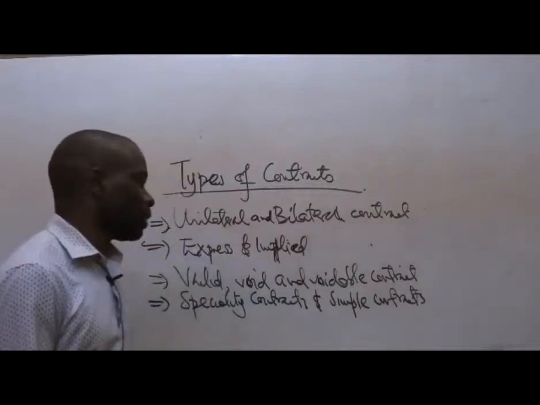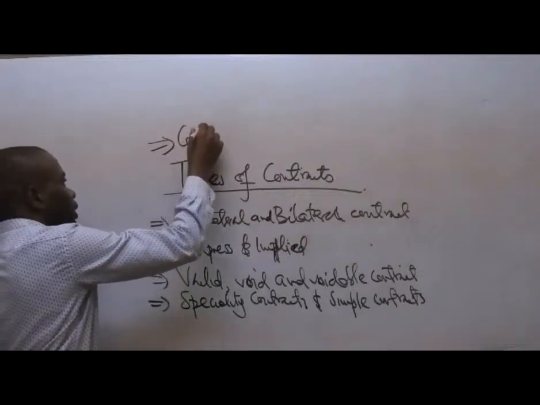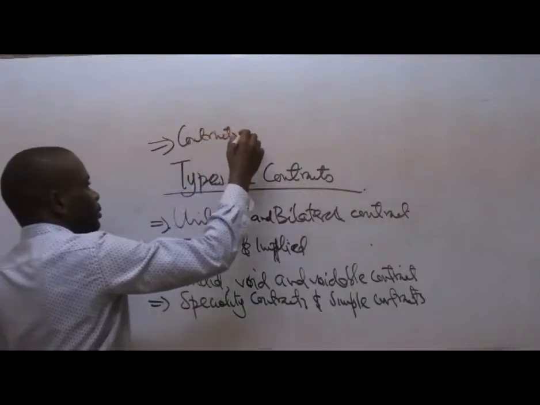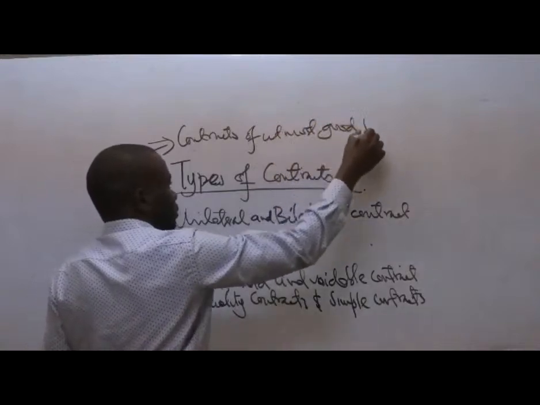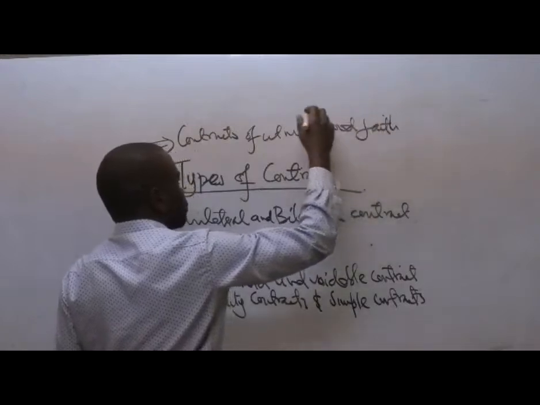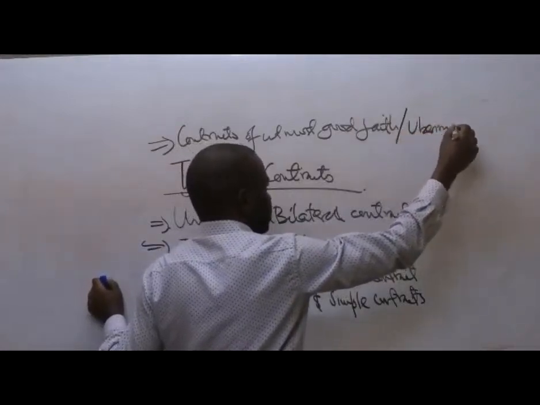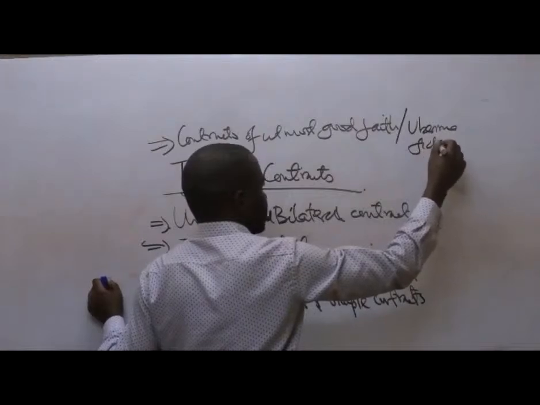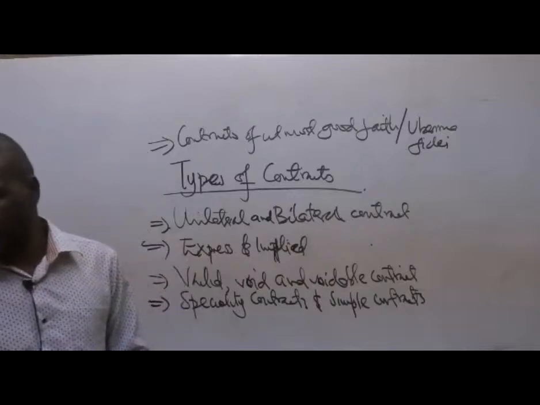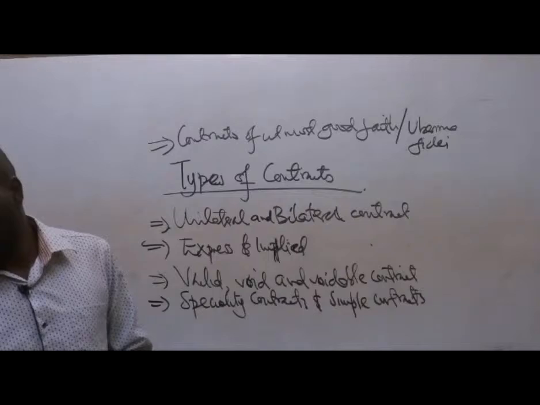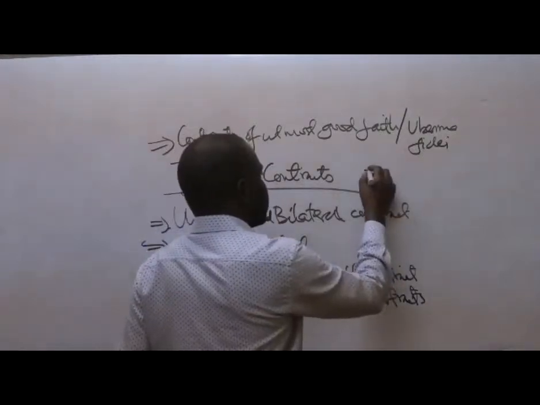You can have contracts uberimae fidei, or utmost good faith. Contracts of utmost good faith. Sometimes we say contract uberimae fidei. That is in Latin, and simply means utmost good faith. Then the second last one, contracts of record. You can have contracts of record.